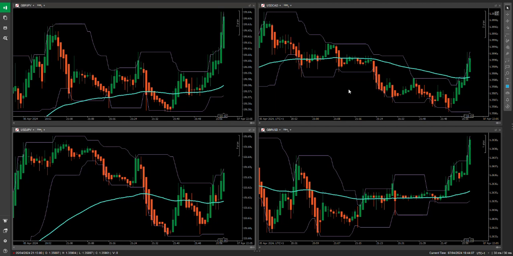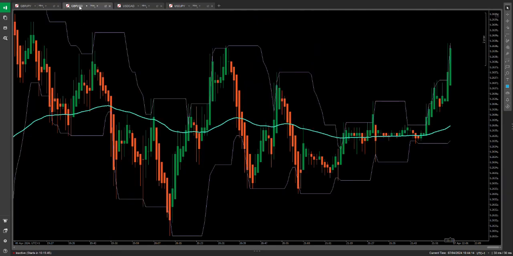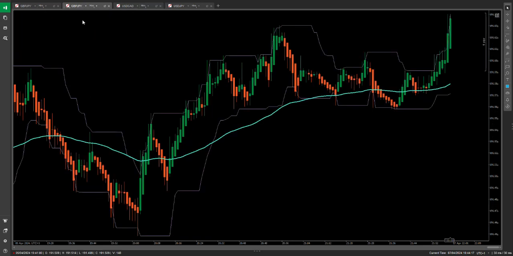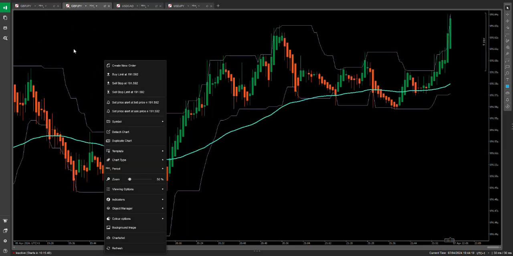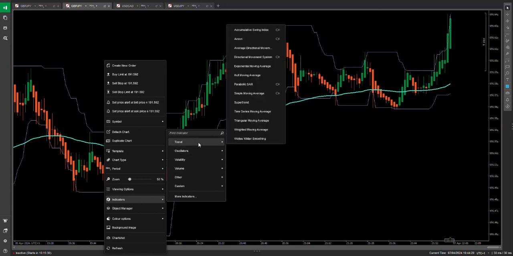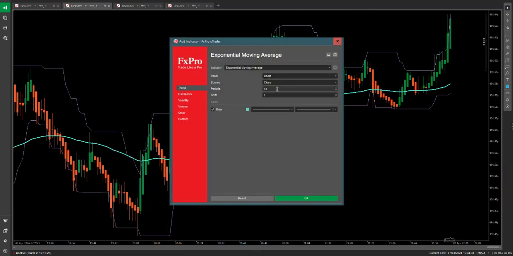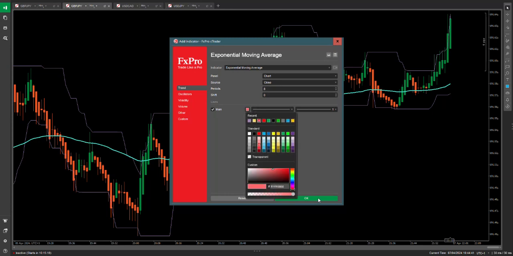Alright, and you can do that with anything. You go back to single chart mode, and you can make this the GJ 5 minute chart. All you do is add your indicators, which are EMAs. The 8 exponential moving average is the orange line. Just make it red. Like that, 8.